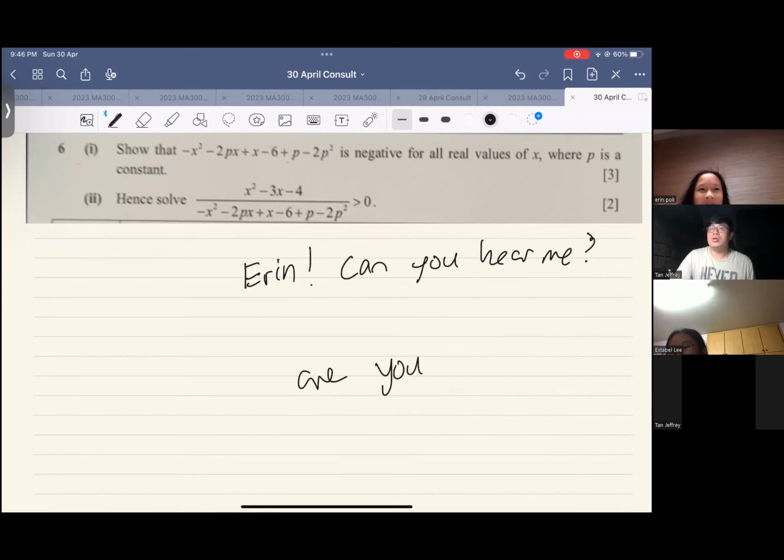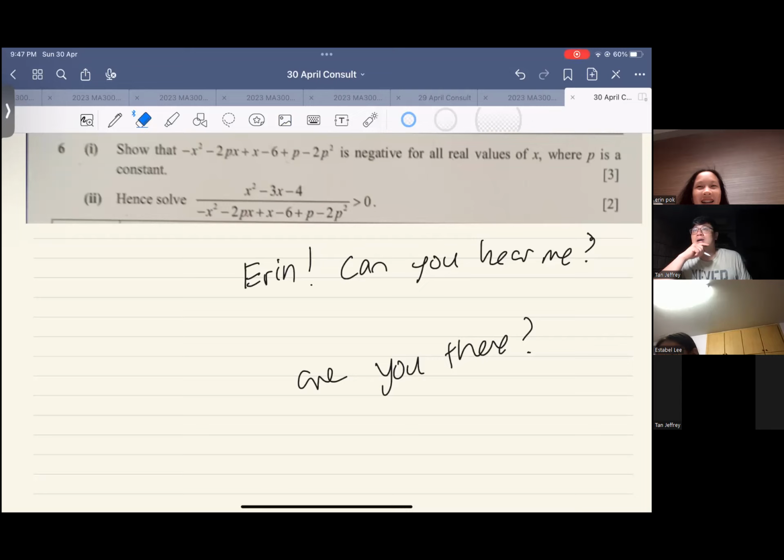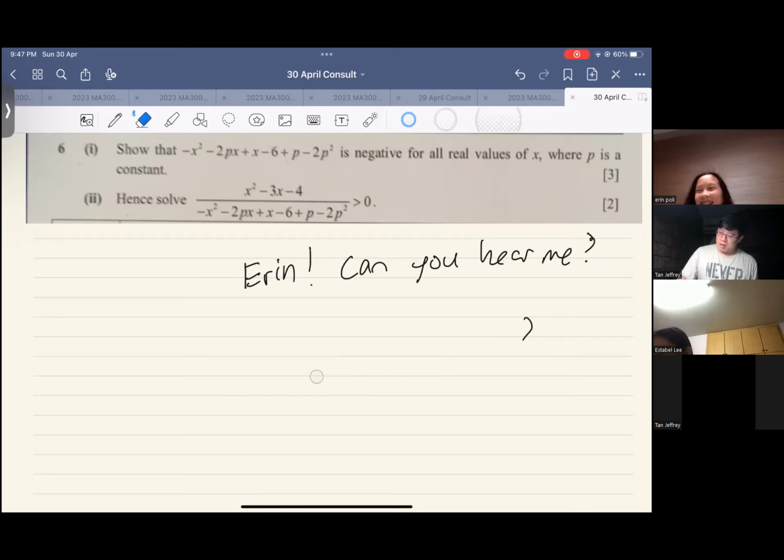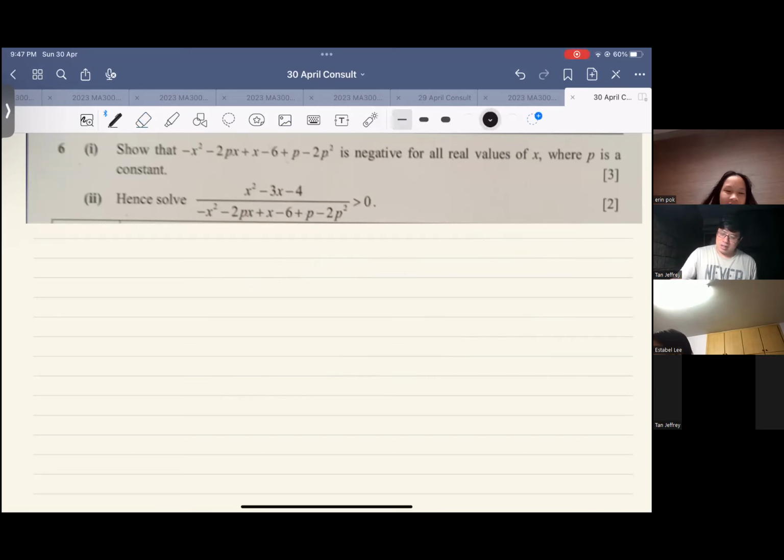Oh, she's connecting to audio. Yeah, I can hear you. Oh wow, okay. You mean just now I was muted to you? Just now I left the audio. You left the audio? Wow, why? Because I was doing other things. Oh, okay.